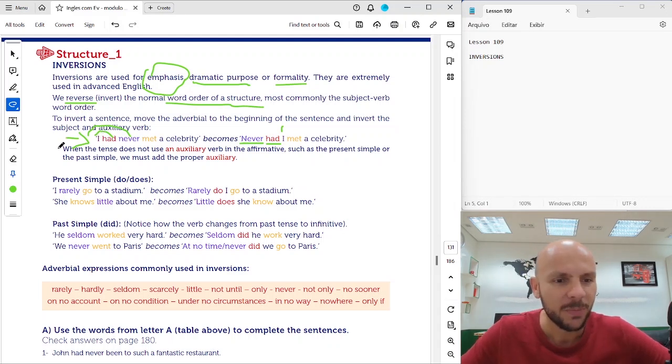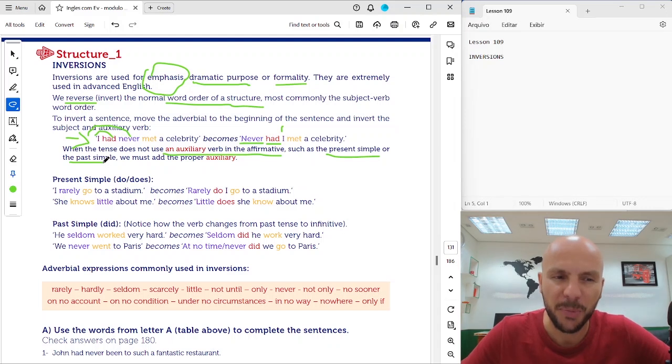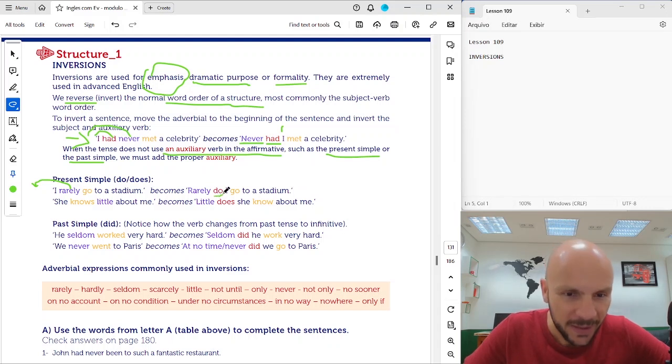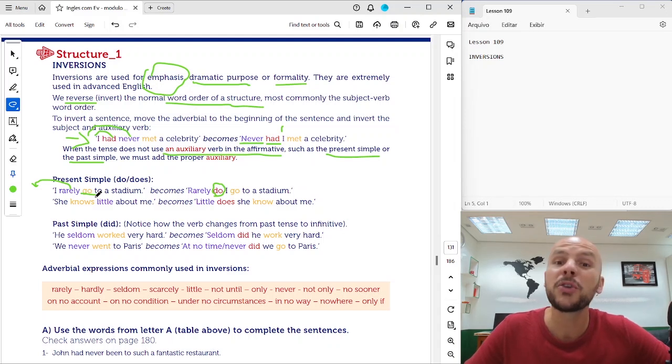But pay attention. When the tense does not use an auxiliary verb in the affirmative, like present simple or past simple, we must add the proper auxiliary. Example: I rarely go to a stadium becomes rarely, I have to put rarely at the beginning, rarely do I go to the stadium, because I'm talking about the present, right? I rarely go. The auxiliary for present is do for I, okay? So rarely do I go to the stadium.